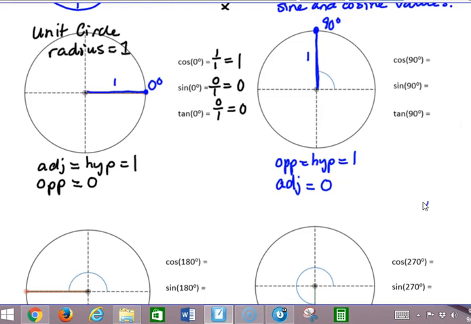So when we do cosine of 90, we're doing adjacent over hypotenuse, 0 over 1, which equals 0. Sine of 90 is opposite over hypotenuse. They're both equal to 1, so 1 over 1 is 1. Tangent of 90 is opposite over adjacent, 1 over 0. Well, we can't divide by 0, so tangent is actually undefined at 90. There is no tangent value at 90 degrees.